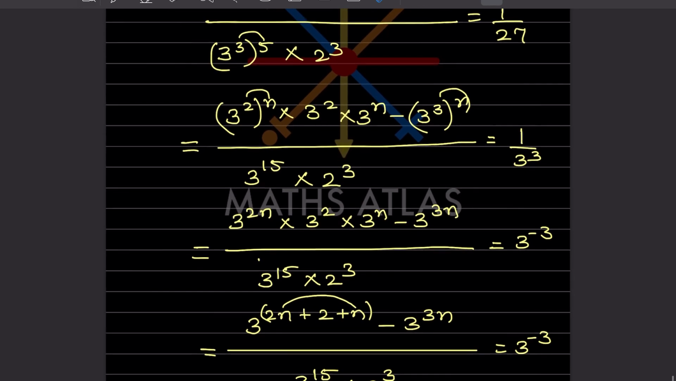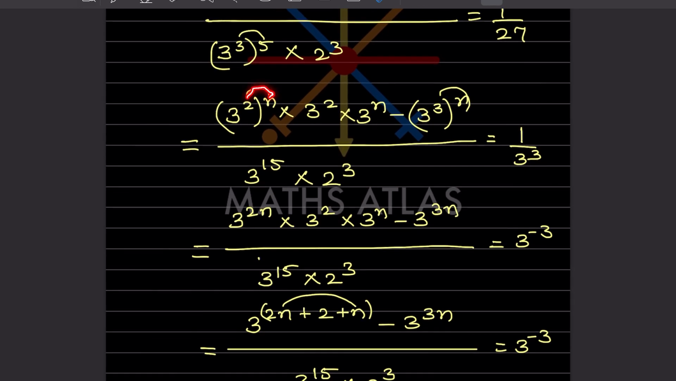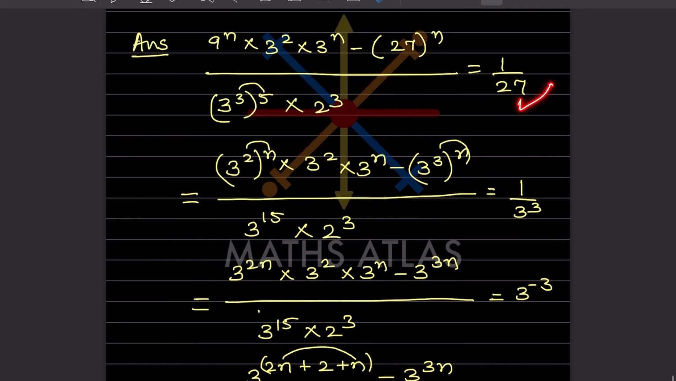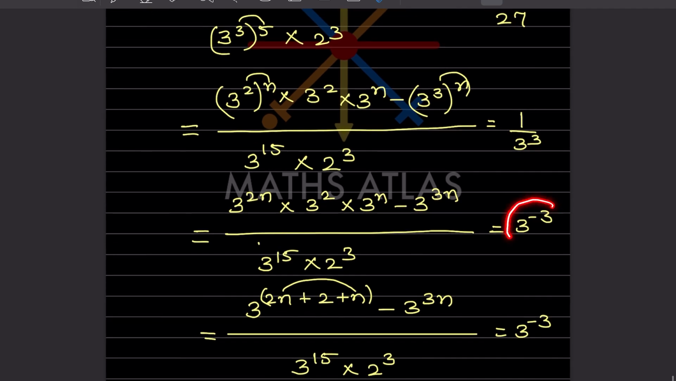Again this one, we multiply, then you'll get here 3 raised to 2n. This will be as it is. Again here 3 raised to 3n. And here 1 by 27, we can write as 3 into 3 into 3, that will be 3 cube. But when you take it up, the exponent is going to be negative.